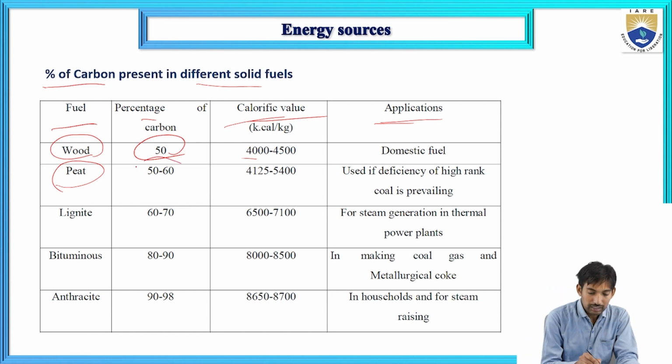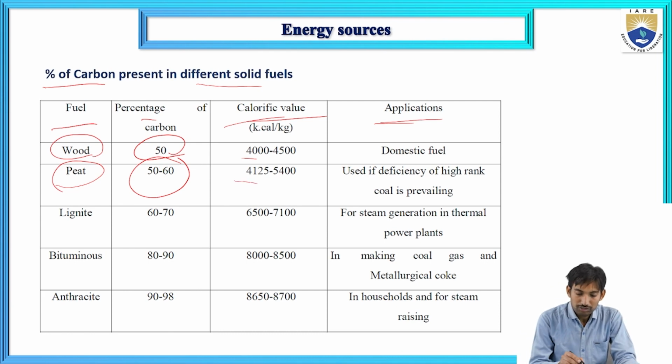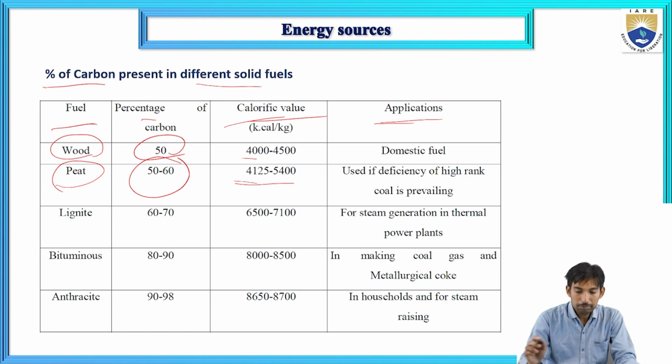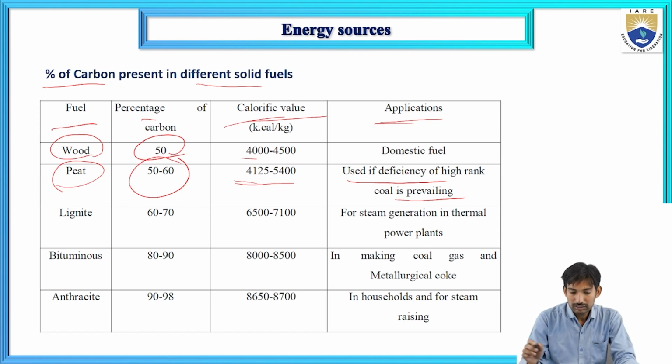The peat contains a carbon percentage of 50 to 60%. On burning, it produces 4125 to 5400 kilocalorie per kg. This is the calorific value of the peat. The application of peat, a solid fuel, is that it is used where there is a deficiency of iron coal. In case iron coal is deficient, we use this peat solid fuel.